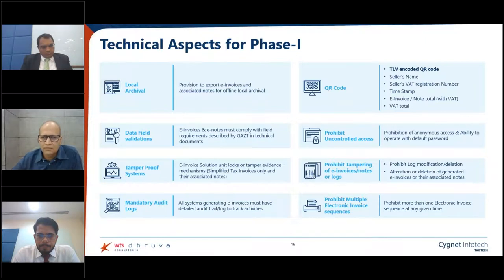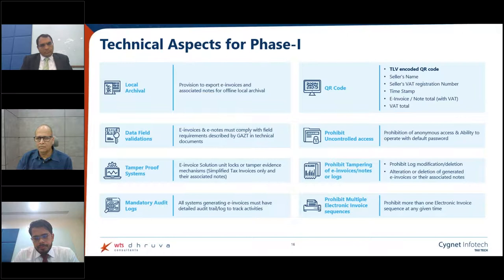Now, what are the basic things that you need to comply with on the phase one side? So, local archival. Most of the POS systems that you use do not have any local archival capabilities. Either they are integrated with an ERP or they are integrated to a data warehouse. But in both of those cases, the terminal from where the e-invoice is getting generated should have a capability to locally archive the data. What it means is that the data should be exported into a folder from where anyone can access it, including Gazette, in case needed. As well as the data field validations.